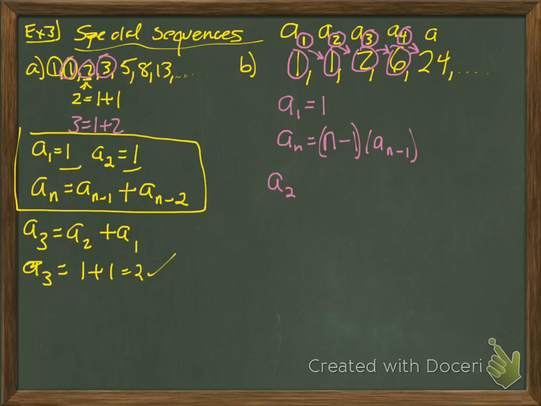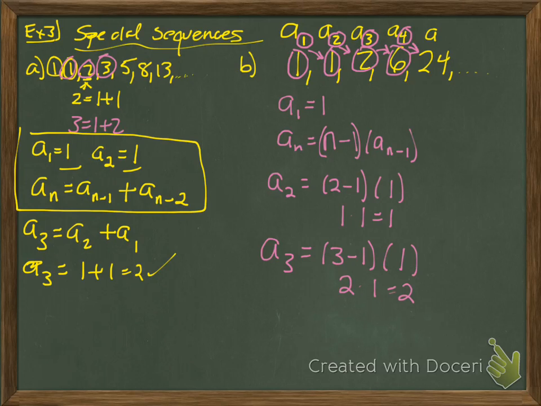So if I want to do my second term, that'll be 2 minus 1 times the previous term, a sub 1, which is 1. So it'd be 1 times 1. That worked for a sub 2. Let's check one more. A sub 3 would be 3 minus 1, and then multiplied to the previous term 1. That'd be 2 times 1. I get 2. I think this is the one that I want.